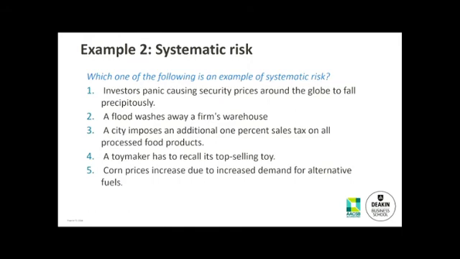Finally is commodity. Normally, commodity means systematic risk. So corn price increases due to increased demand for alternative fuel. Commodity price impacts the industry, so this is systematic risk. Commodity prices such as gold, corn, petrol, oil, stuff like this.